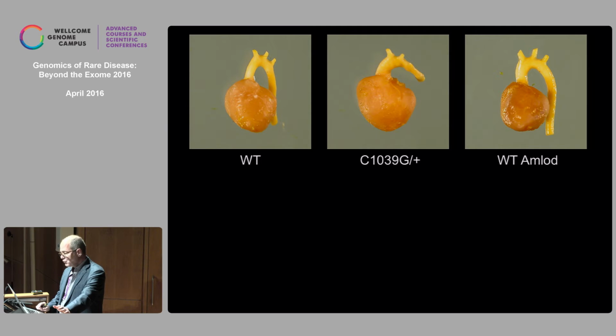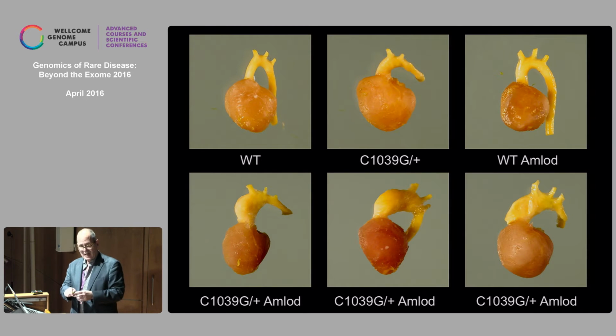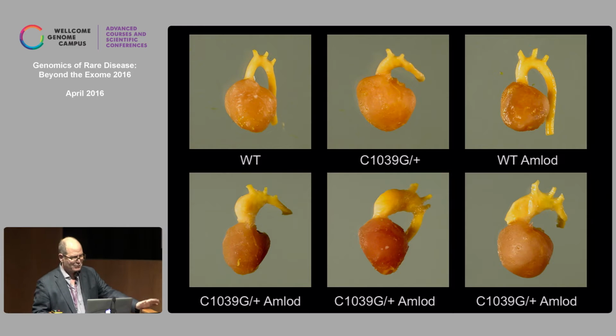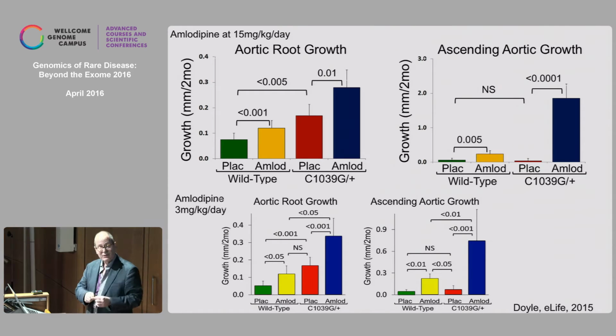But in virtually 100% of Marfan mice given calcium channel blockers, we see the hyperacute emergence of giant ascending aortic aneurysms. In fact, tripling of the aortic size within about 3 weeks of starting the medication, with death due to aortic dissection within 5 weeks. Shown quantitatively, there is acceleration of aortic root growth with calcium channel blockers in Marfan syndrome, but a much greater accentuation of growth in the more distal ascending aorta, an aortic segment that's traditionally spared in Marfan syndrome.